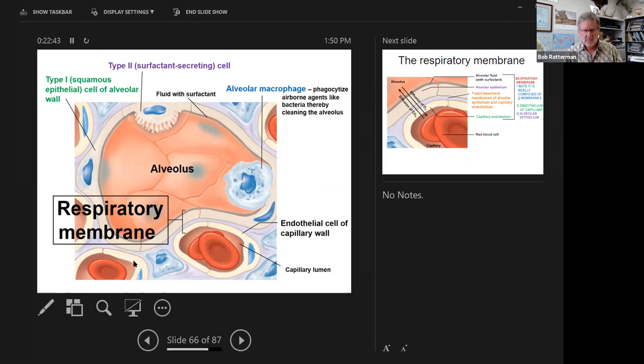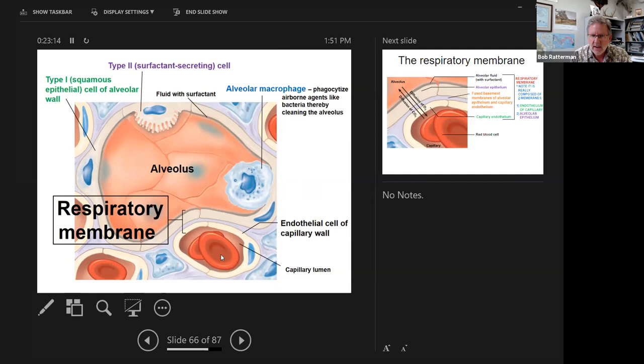Okay. So what we're looking at here is one single alveolus. This is one of those macroscopic air sacs, lined with simple squamous epithelium. This is the terminal end of the bronchial tree, isn't it? Can't go any further than the alveoli. What this is showing, and a little bit of this, are cross-sections through capillaries. And of course, inside, we see red blood cells.